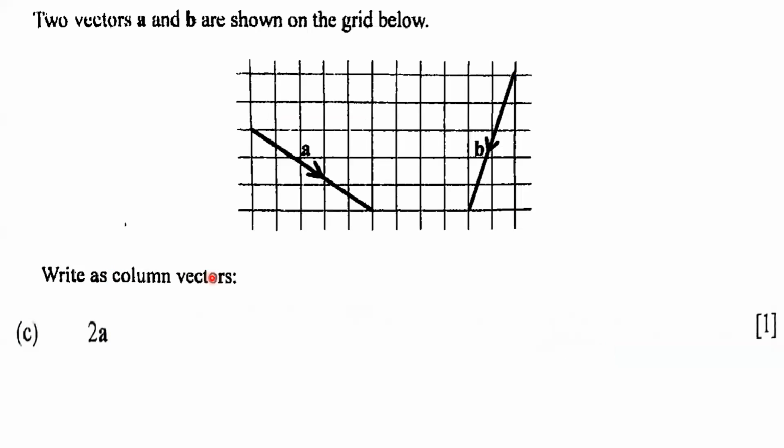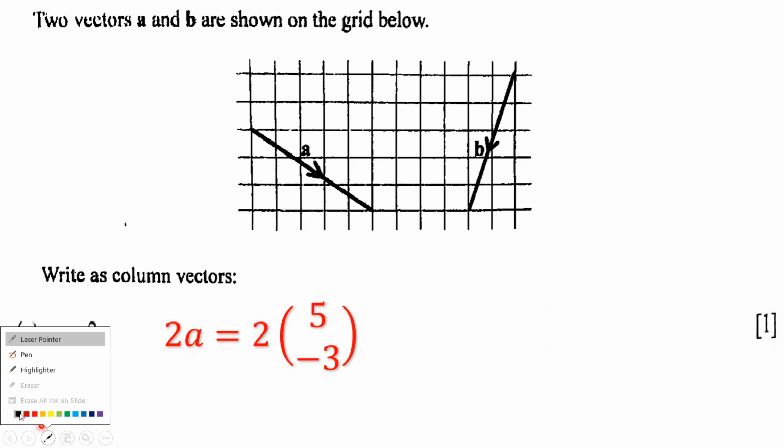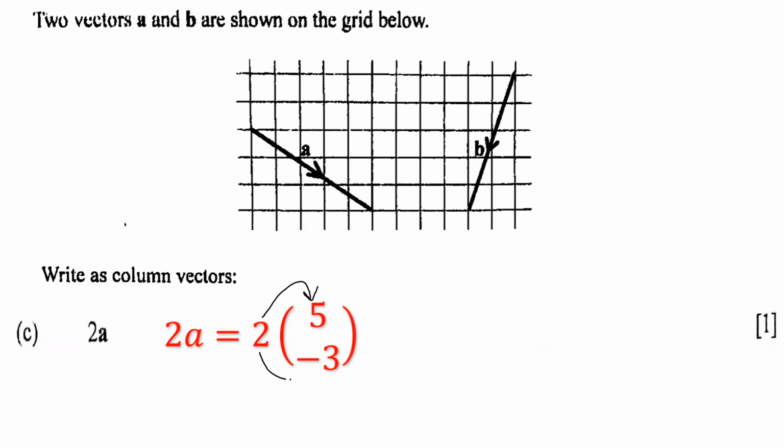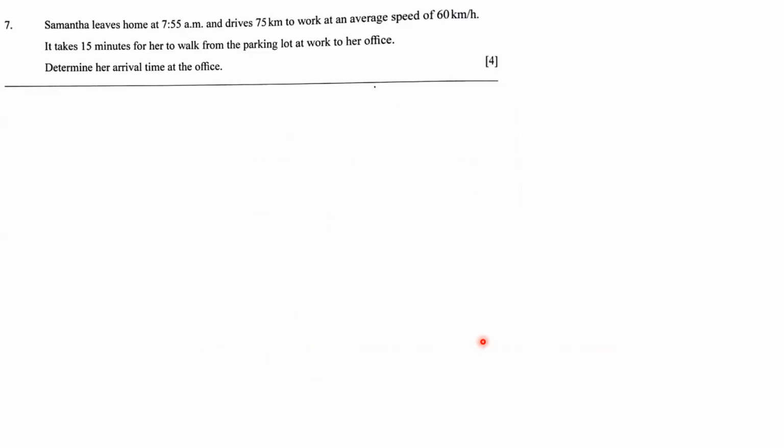It says, write as a column vector 2A. Now 2 is a scalar, so we're going to multiply a scalar by a vector. In order to multiply the scalar 2 by the vector A, we're going to say 2A equals 2, open bracket 5, -3. We're going to take the 2 and multiply it by each term. So we multiply the 2 by the 5, and we multiply the 2 by the -3. And so we have 2 times 5, which is 10, and then 2 times -3, which is -6. Okay, let's move on to the next question.